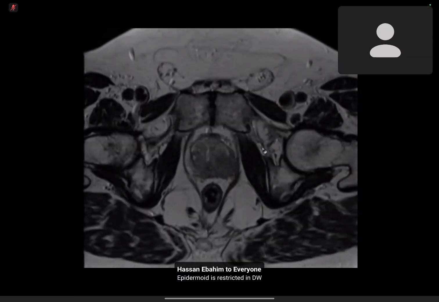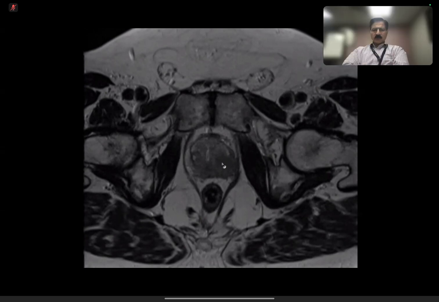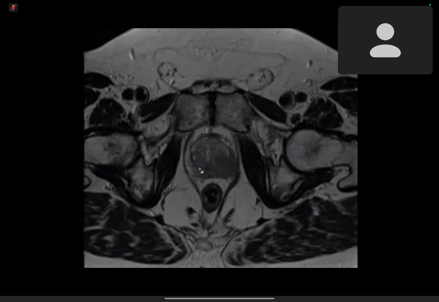There's enlargement of the prostate, and there's an ill-defined T2 hypointense area, which is seen within the peripheral region of the prostate, which is my suspicious area. So I would like to check these areas on diffusion weighted and post contrast sequence. Point it out to me. Which area are we talking about? This area here, yes, sir.